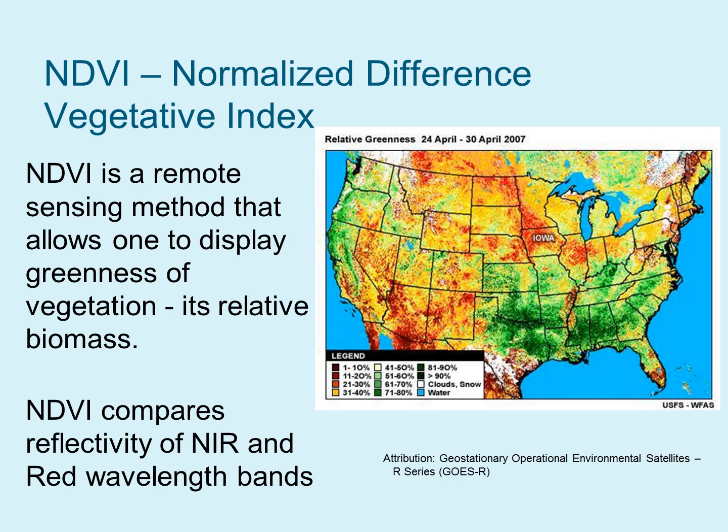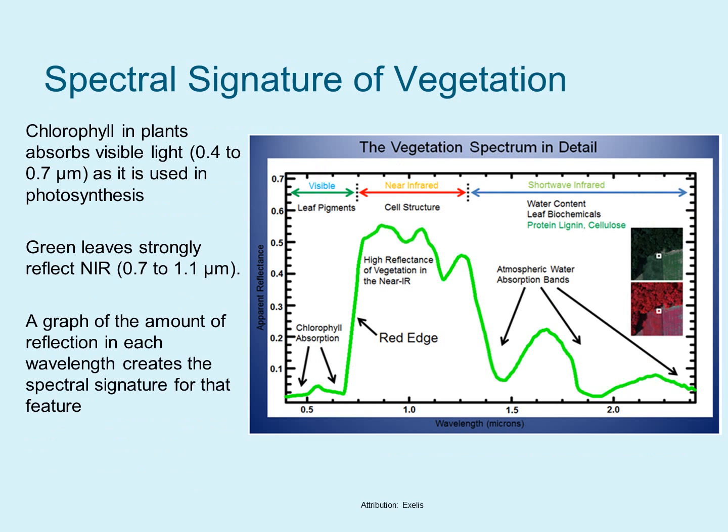So I've been using this term NDVI. What is it? Well, perhaps you know, but in case you don't, it refers to the Normalized Difference Vegetative Index. NDVI is a remote sensing method that allows one to display greenness of vegetation. NDVI compares reflectivity of near-infrared and red wavelength bands.